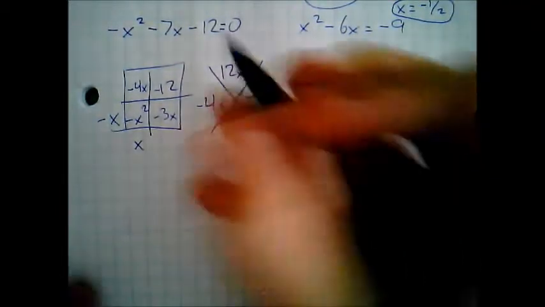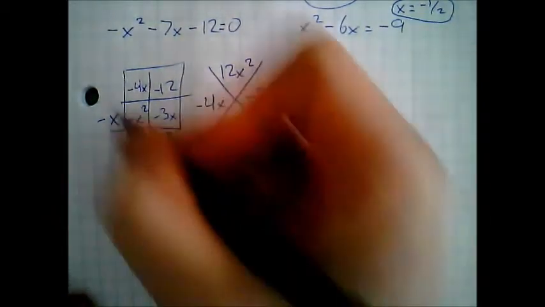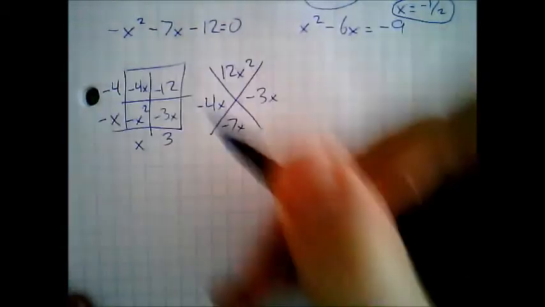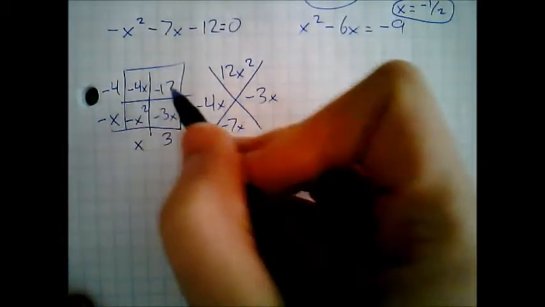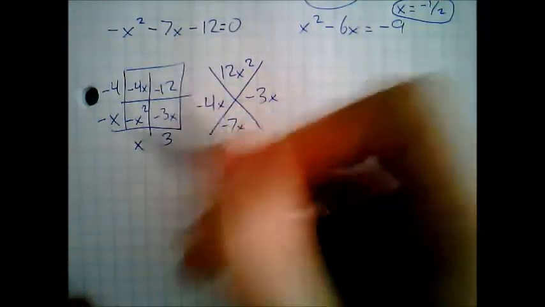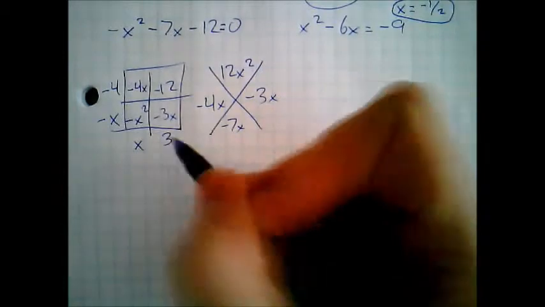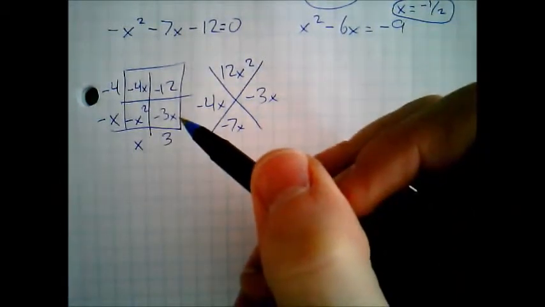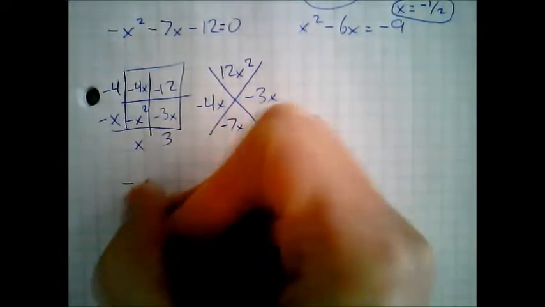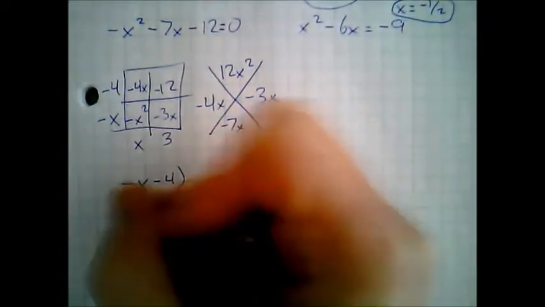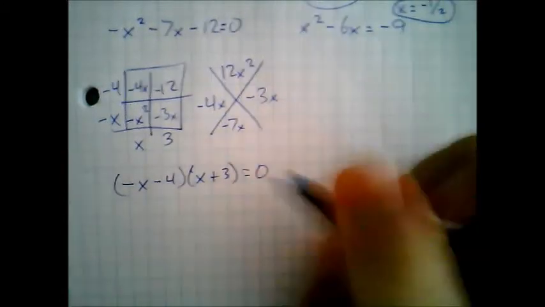Now be careful with your signs here. -x times 3 is -3x, and x times -4 is -4x. We can just check that we get -12 by multiplying 3 times -4, which we do. Whenever you have a bunch of negatives in your generic rectangle, make sure you're very careful with how they are on the outside. So our two factors are -x minus 4 times x plus 3 equals 0.